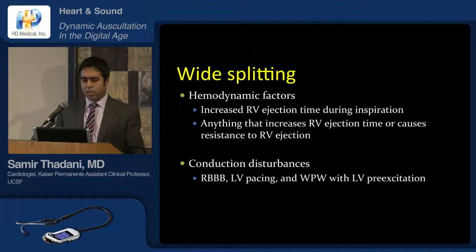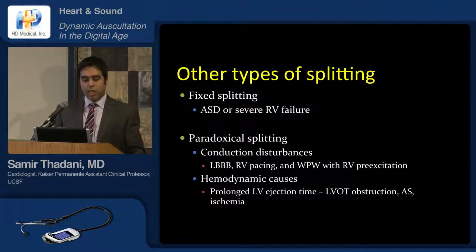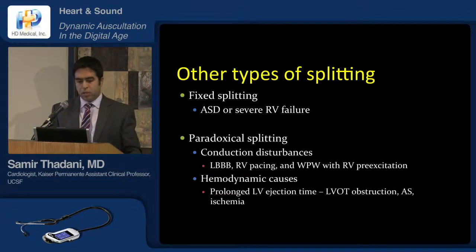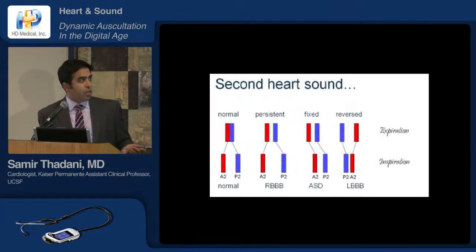This was touched upon earlier, but there's wide splitting, so you can have hemodynamic factors, such as increased RV ejection time during inspiration, or anything that increases RV ejection time or causes resistance to RV ejection, and conduction disturbances such as a right bundle branch block, LV pacing, or WPW with pre-excitation. You can have fixed splitting with an ASD and severe RV failure, or you could have paradoxical splitting due to conduction disturbances or hemodynamic causes. And then graphically, this is what you see in the normal case, the persistent case, the fixed, and the reverse, with expiration and inspiration.